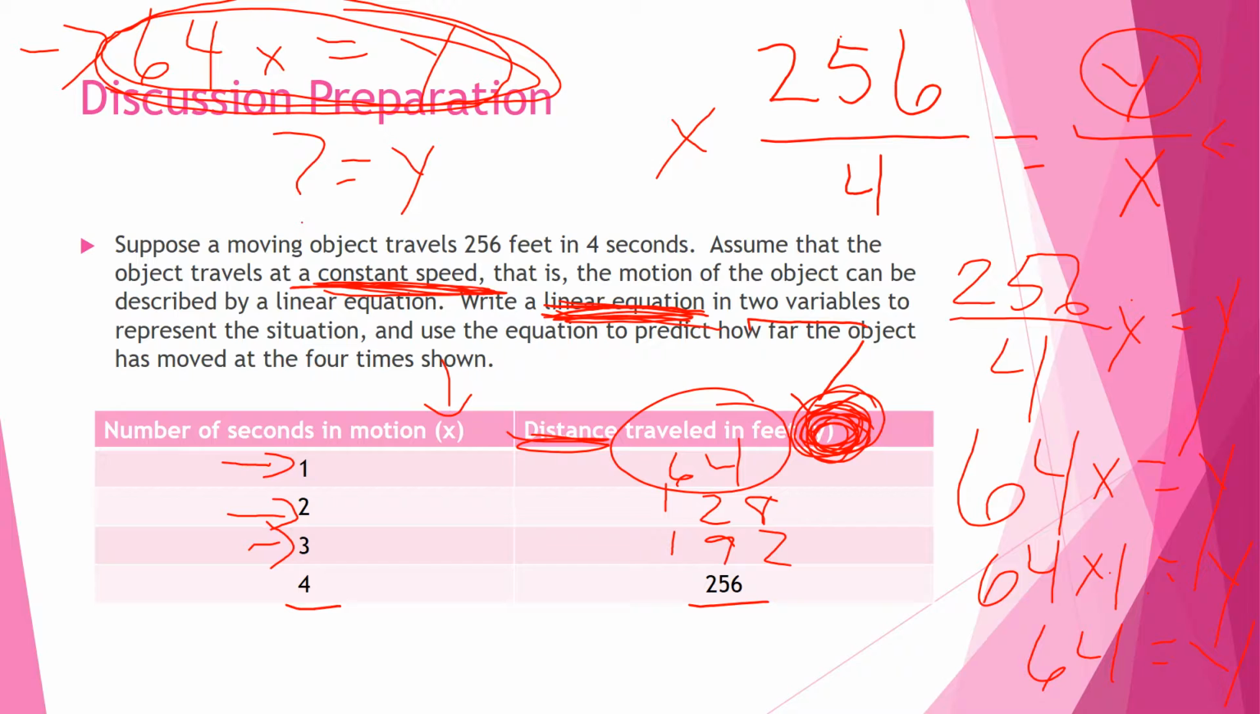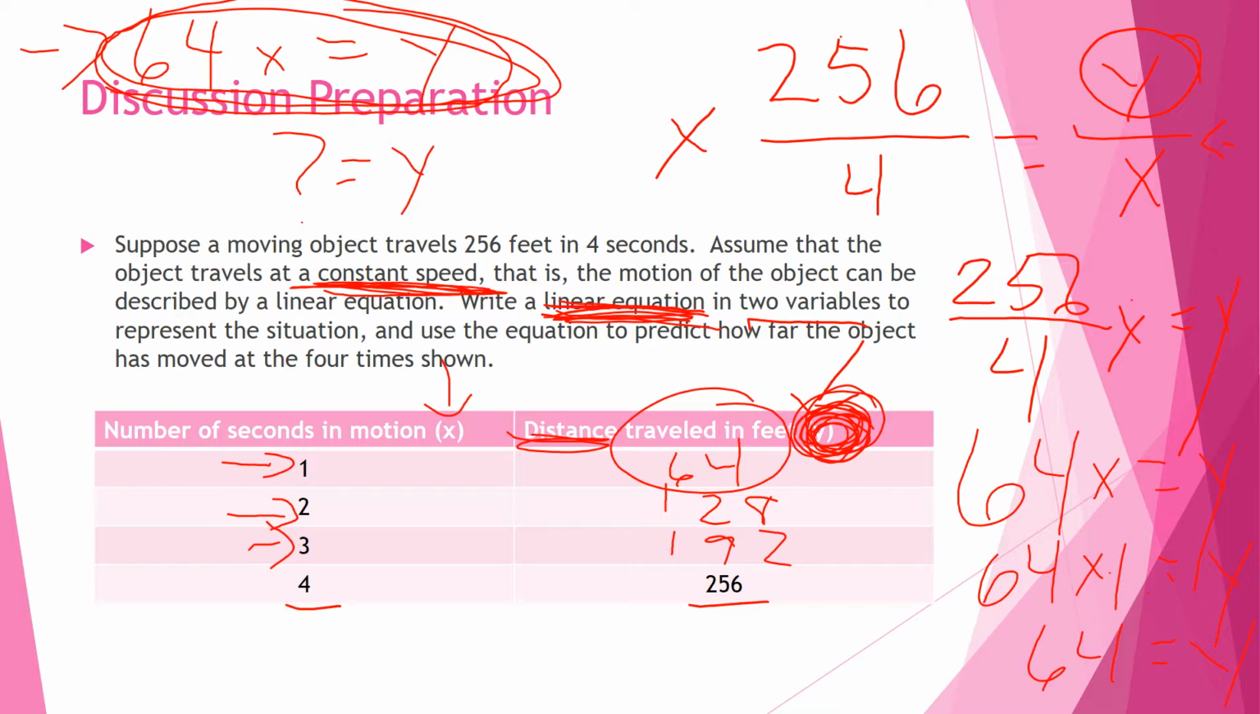So remember, if we want to find the value of something, we need to get it by itself in the equation. So we don't know what y is. So we want to make sure y is by itself on one side. So in order to do that, we need to get the x on the other side. If we are dividing on this side, we need to multiply on this side. So if we multiply the x on this side, we have the equation 256 over 4x equals y.